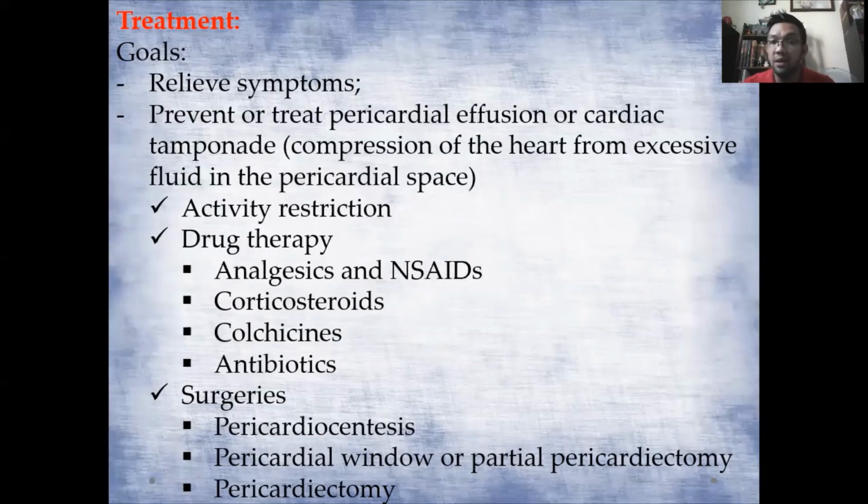Drug therapy. We are going to give analgesics and NSAIDs for the chest pain that the patient is feeling. Corticosteroids to reduce inflammation. Colchicine also is given to the patient. And of course, antibiotics, the appropriate antibiotic that is going to be done.